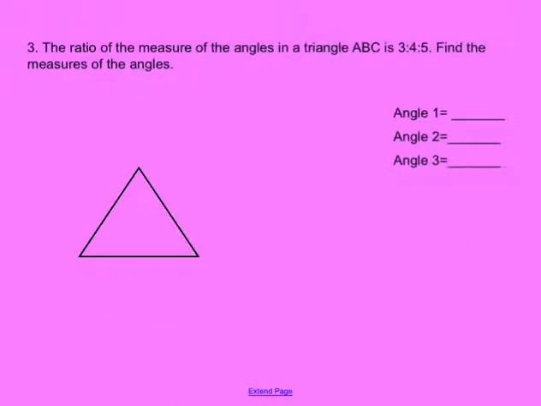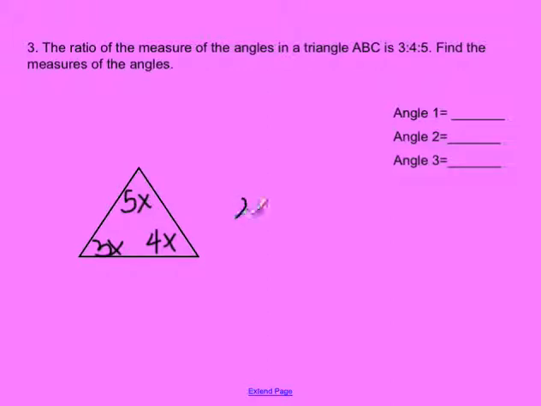The ratio of the measures of the angles in the triangle is 3, 4, and 5. So the angles. What I'm going to do to figure this out is I know that this angle is 3 times a certain value, this angle is 4 times a certain value, and this angle is 5 times a certain value. So that's how we apply those ratios. We look at them as multipliers. So they're multipliers to each of those angles for x.